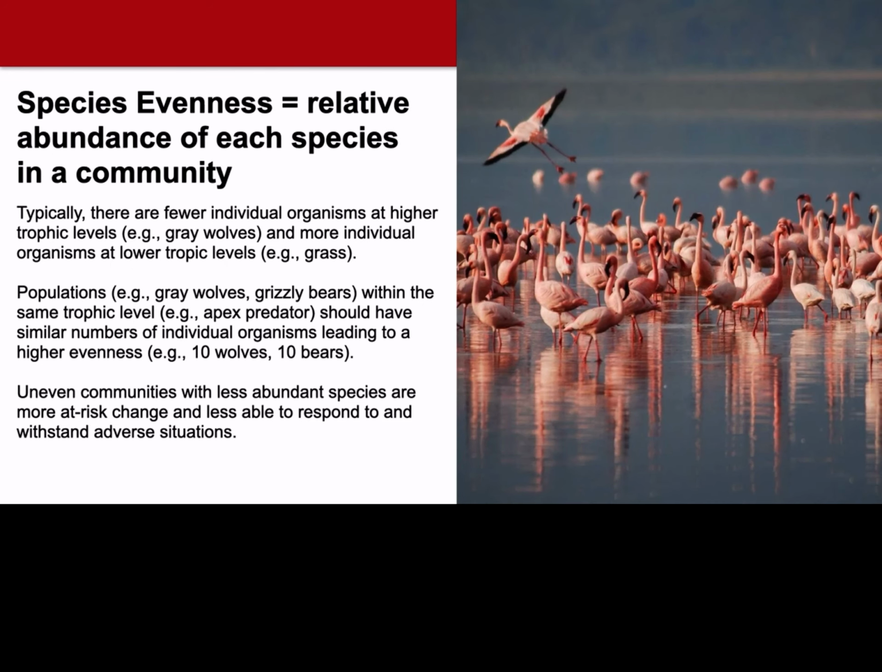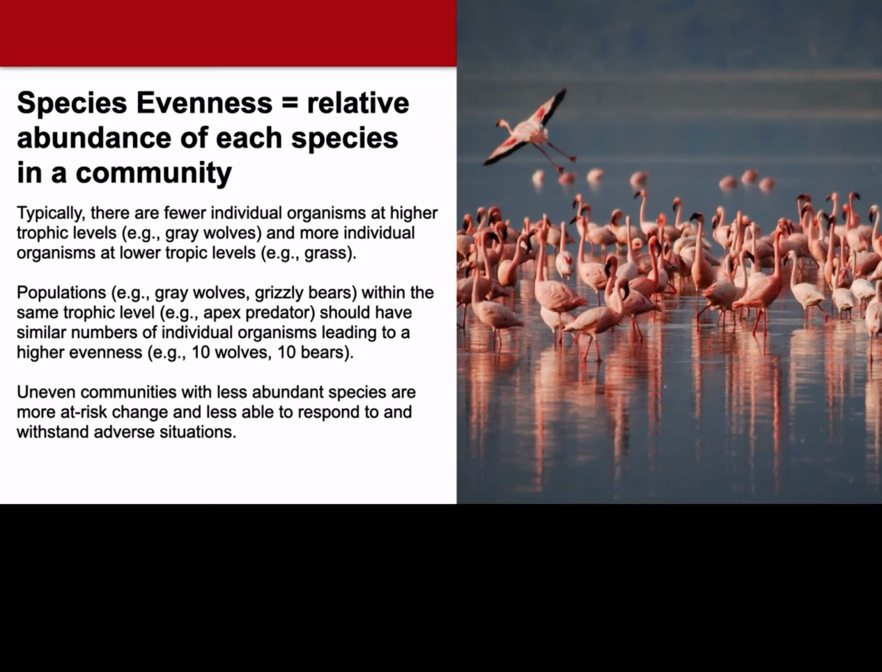Another measurement for community structure is species evenness. This refers to the relative abundance of each species in a community. For example, a community may have 11 gray wolves and 12 grizzly bears, and this would be considered high evenness. At lower trophic levels, for example primary producers, species will appear in higher numbers and usually share a higher evenness. For example, 1 million willow trees, 1.1 million aspen trees, and 1.2 million cottonwood trees, all living in the same community in Yellowstone National Park. This community would have a high evenness.